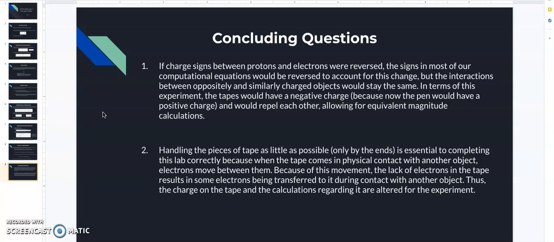The second one is that handling the piece of tape as little as possible is essential for this lab, because when the tape comes in contact with another object, electrons must move between them. Because of this movement of electrons, and the lack of electrons in the tape, some are transferred to it during contact. Thus, the charge on the tape and the calculations regarding it are altered during the experiment.